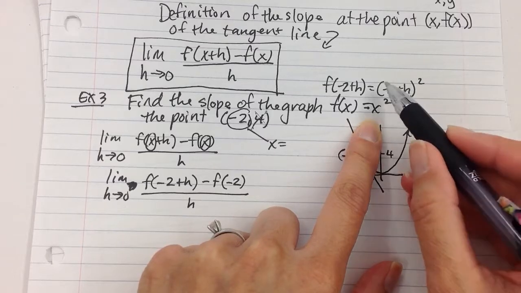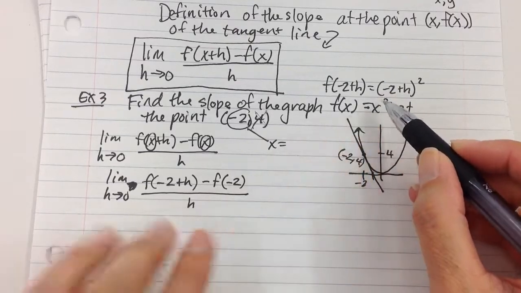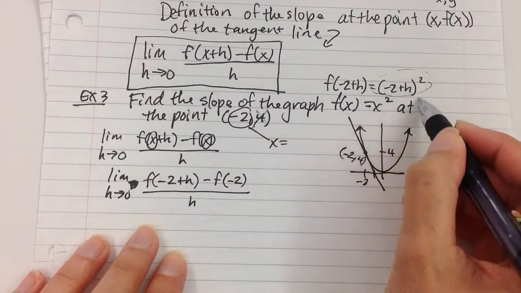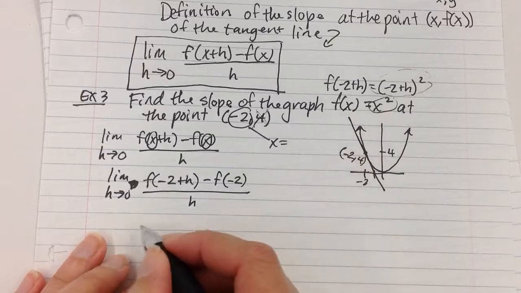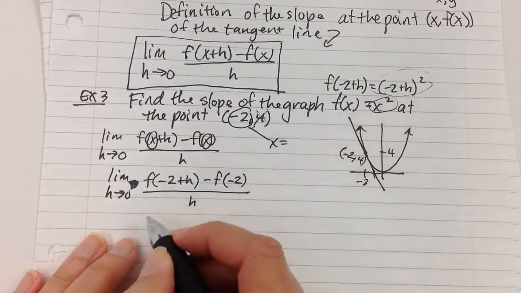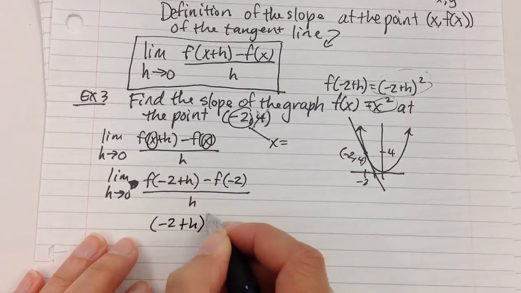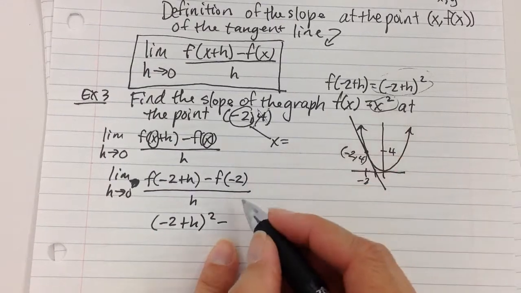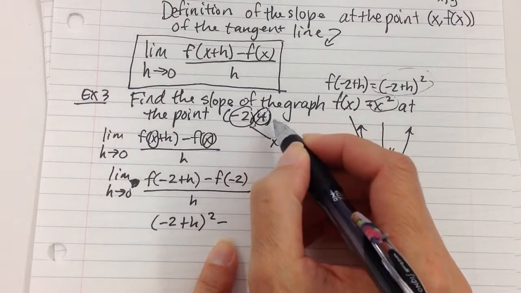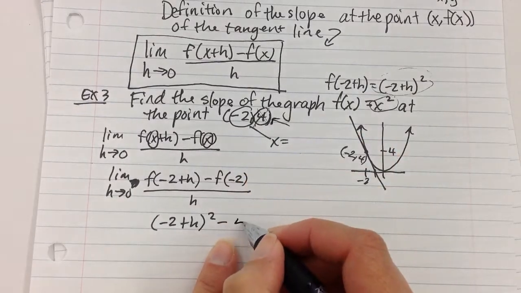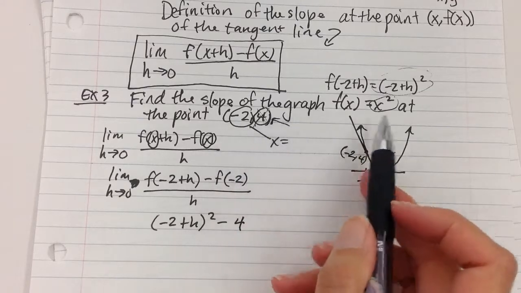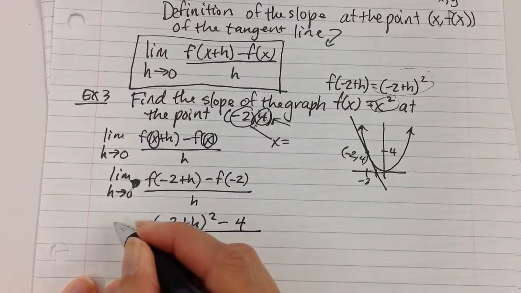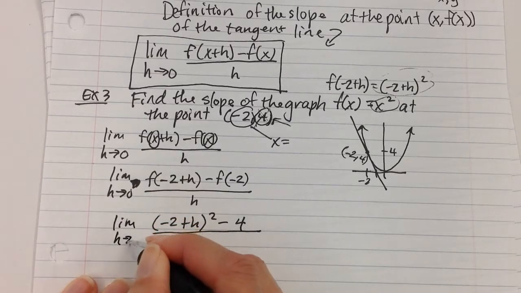So I'm going to take this function minus this function. Really all I have is (-2 plus h) squared minus f of -2, and f of -2 is just 4. I actually am going to use that for this part because they gave me a point. If I plug in -2 here, -2 squared is 4. All over h, so the limit as h approaches 0.